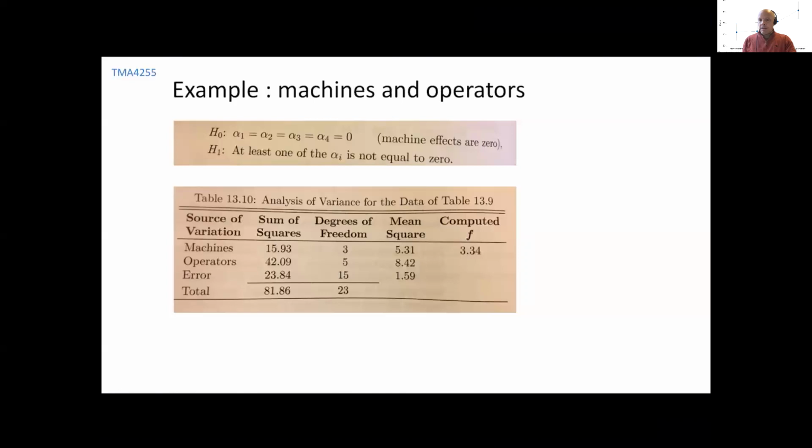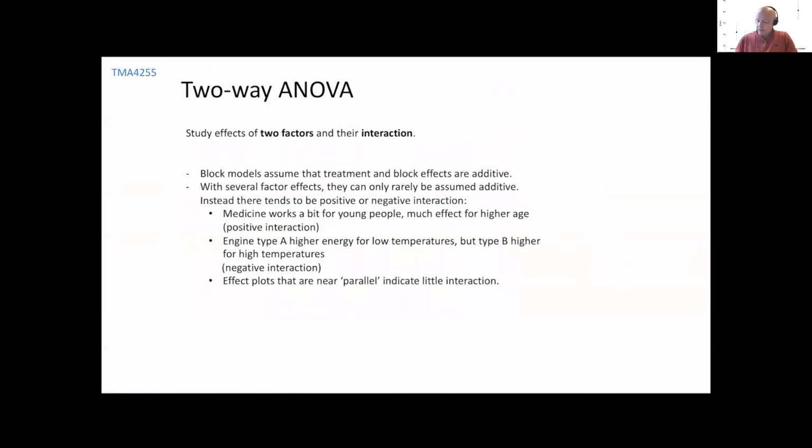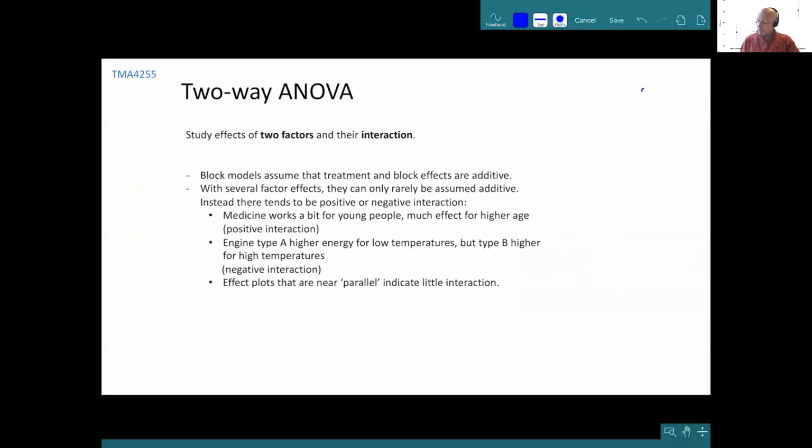So I mentioned that here we say that the blocks and the treatment effects are additive, so they split. In two-way analysis of variance, this is not the case. So in two-way analysis of variance, you actually say that, okay, you have two factors and you're interested in their main effects and their interaction. And interaction is important in analysis of variance and other branches of statistics, because now you might have different effects, whether you have high or low values for the different factors.